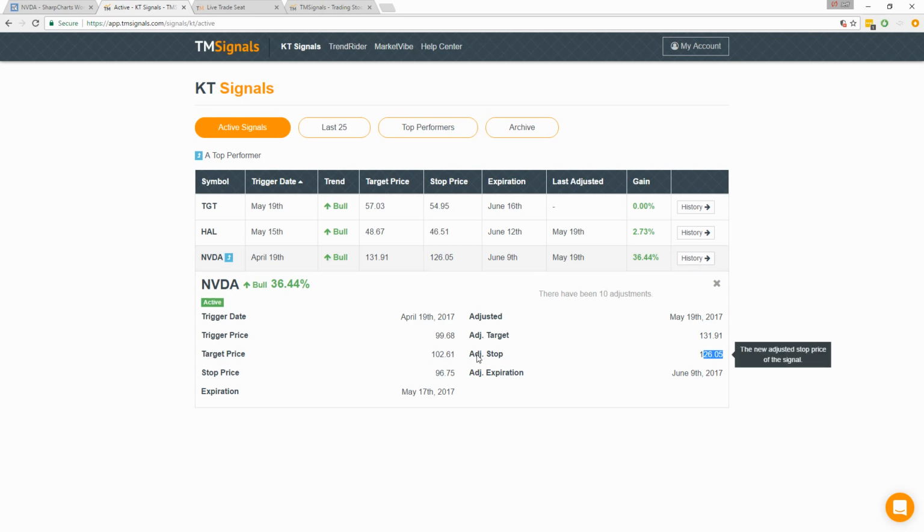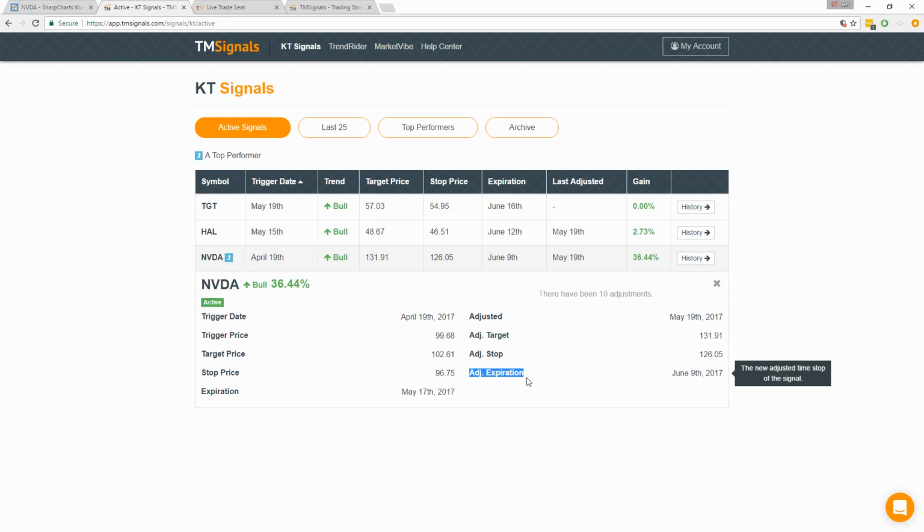This adjusted expiration has brought up a few questions. This has nothing to do with options, okay? And in fact, we're going to change the name on that. It's an adjusted time stop. So KD and Trend Rider signals both have time expirations on them, meaning if a price target or a stop level haven't been hit over a certain period of time, the signal disintegrates, it's done, the signal closes out, okay?